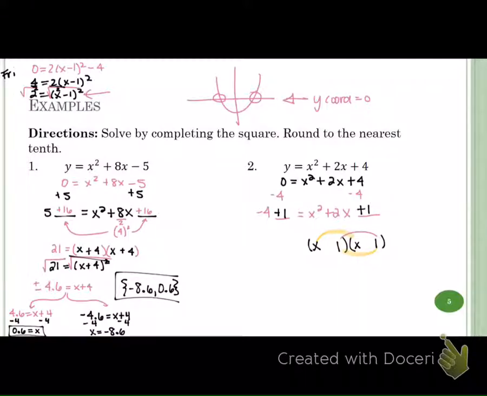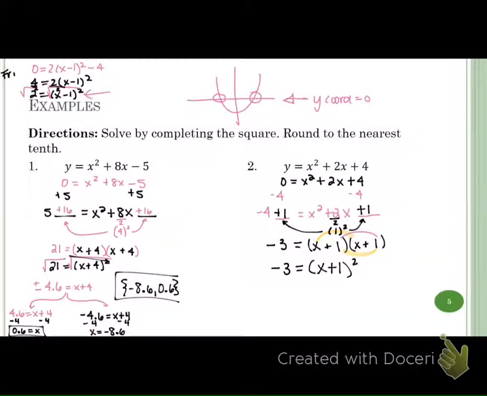Guys, do you see how you could try to factor it before you do anything, if you're getting confused at what to do? The other method we use here is just saying half of 2 is 1. 1 squared is 1. Yeah, it's like that too, but it's just giving you different ways of looking at it. So negative 4 plus 1 is? So we have negative 3 equals x plus 1 to the second power.